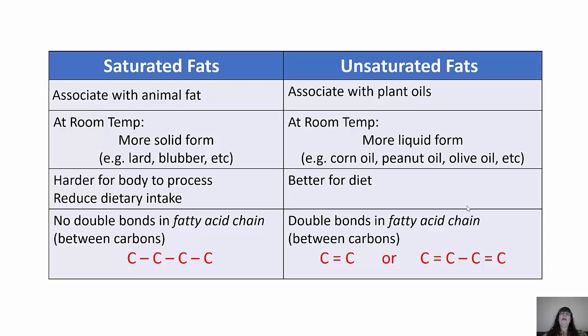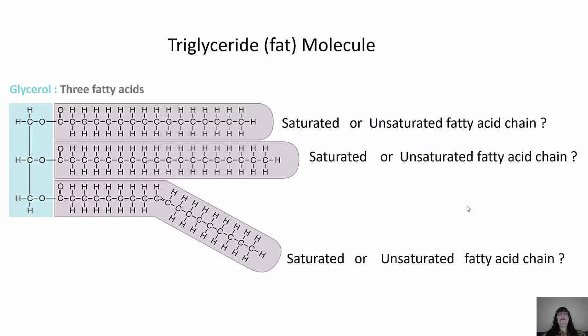Saturated fats are harder for the body to process, so we need to reduce our dietary intake. Unsaturated are actually better for our diet. Saturated fats do not have any double bonds between the carbons in their fatty acid chain. Unsaturated fats have double bonds in the fatty acid chain between carbons. So as you can see in the little picture, no double bonds in that carbon skeleton versus double bonds in the carbon skeleton. So here's a triglyceride molecule. You've got glycerol plus 3 fatty acid chains attached. Is that top one saturated or unsaturated?